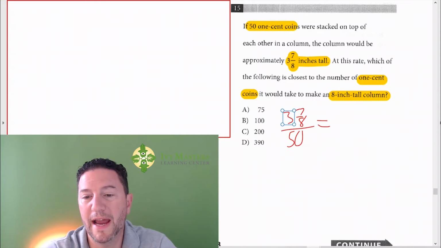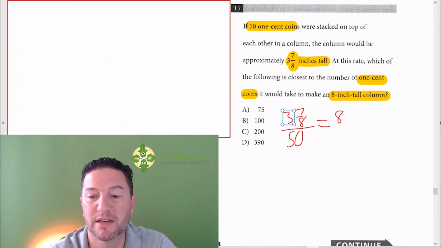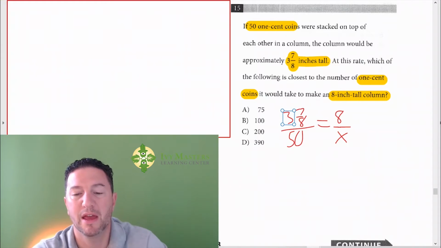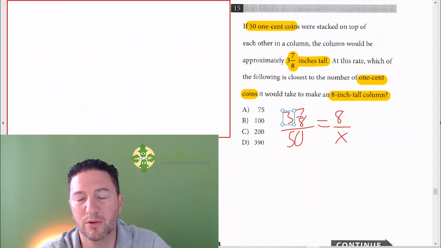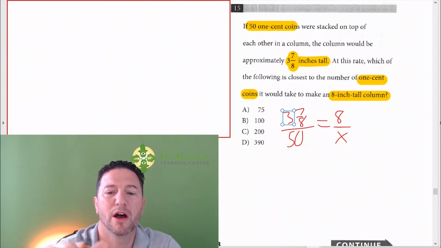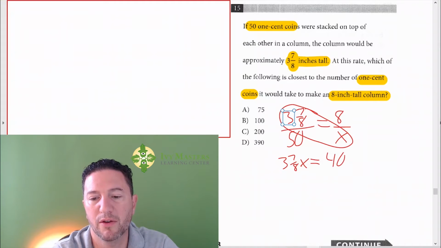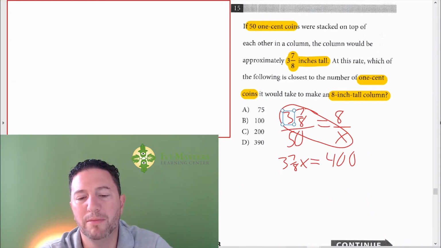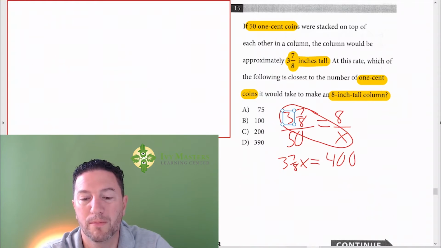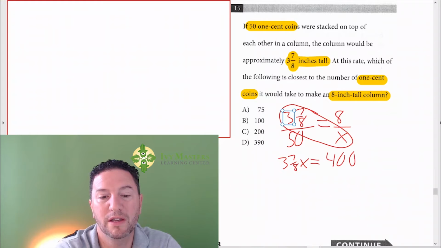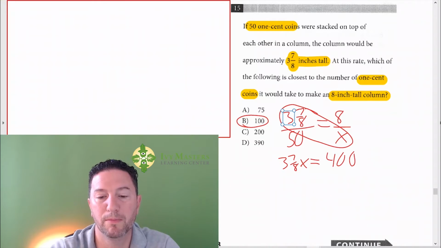And so where do we put our 8? Well, 8 is inches. 3 7/8 inches is on top, so the 8 has to be on top, and my x is going to be down below. Now I'm going to cross multiply and set equal in order to solve, and we'll get our answer, but then I'll show you other ways you could set this up. If I cross multiply, I get 3 7/8 x equals 50 times 8, which is 400. If I divide 400 by 3 7/8, it's going to give you about 100, and that turns out to be your correct answer.